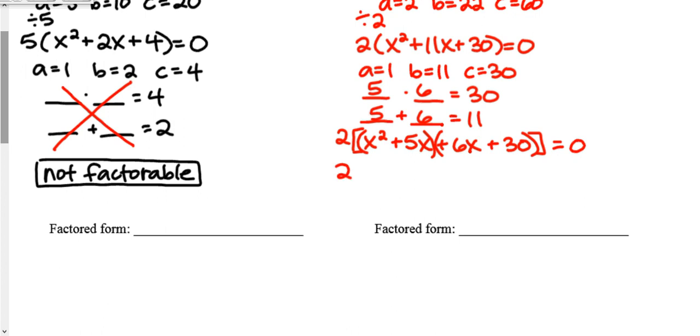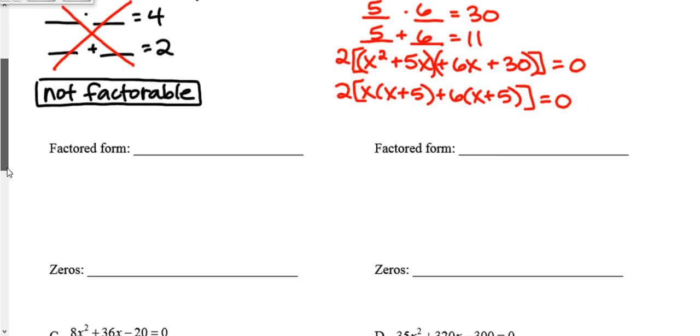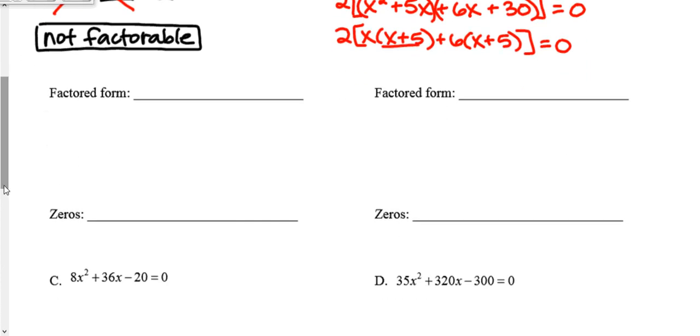So looking for a common factor in the first set of parentheses, the common factor would be x, leaving us with x plus 5. In the second set of parentheses, it would be 6, leaving us with x plus 5. And then I'm at a point where I can write the factored form because my two sets of parentheses are the same. We have x plus 5 and x plus 5. So factored form, we have a 2 out in front. One of our factors is x plus 5. The other one are your two GCFs, x plus 6. And then we go to the zeros, so you set each of your factors equal to 0.